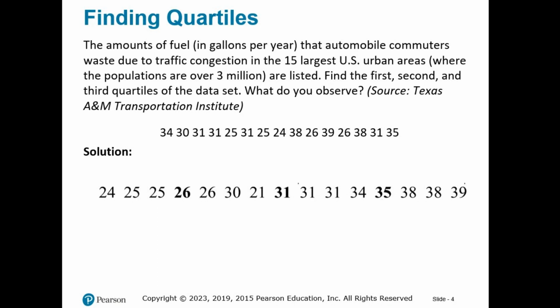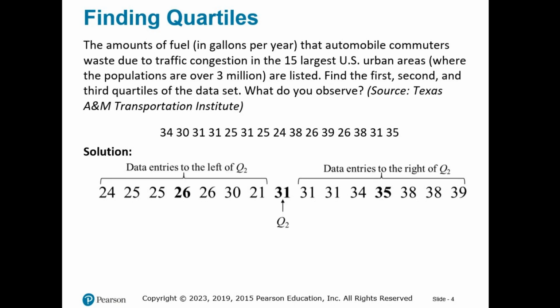Once the data set is ordered, we determine whether the data set has an even or odd number of data entries. This one has 15, an odd number. That tells us that our median will be one of the data entries. In fact, it will be the one in the physical center of the list. In this case, that is 31. See how this entry separates the entries into 2 equal groups? There's an equal number below or to the left of Q2 as above or to the right of Q2. The next step is to find Q1.